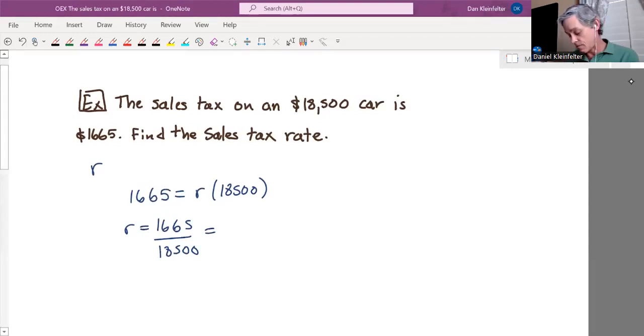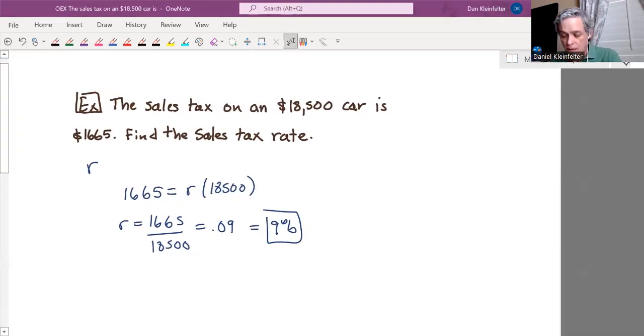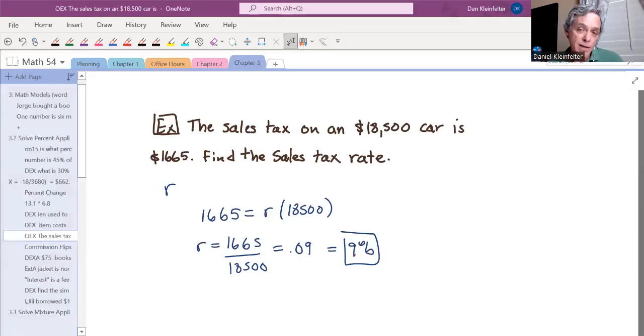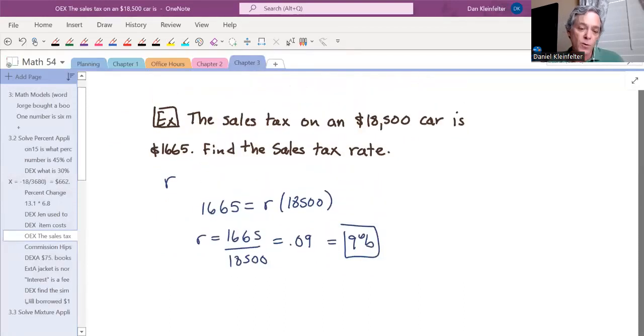This will give a decimal, 0.09, and then that's going to be 9%. So the tax rate here is 9%. Again, we've divided the part by the size of the total to arrive at that value.